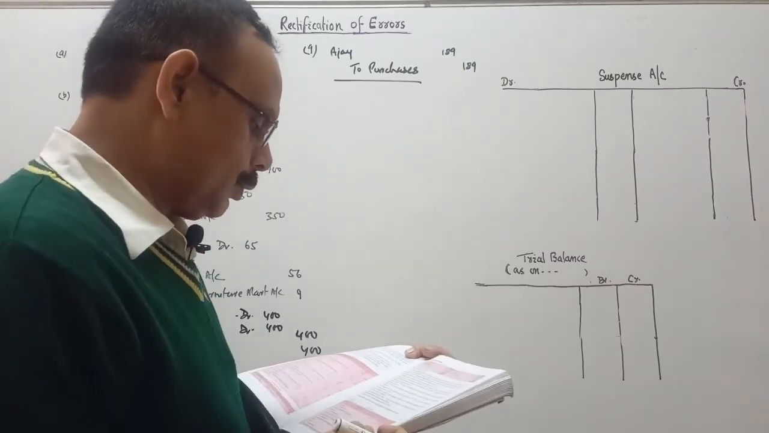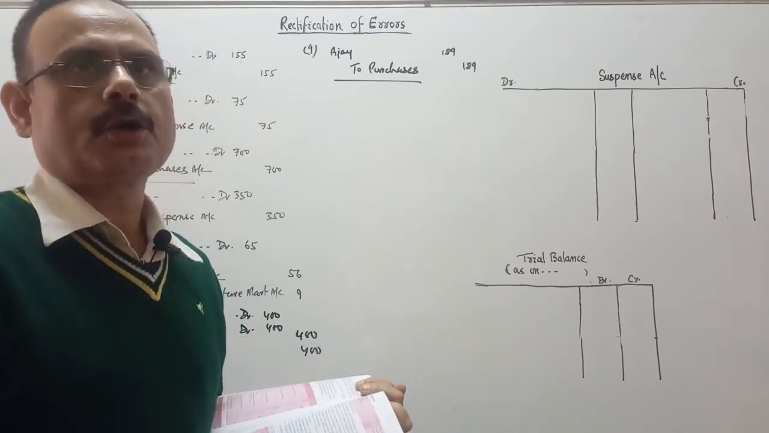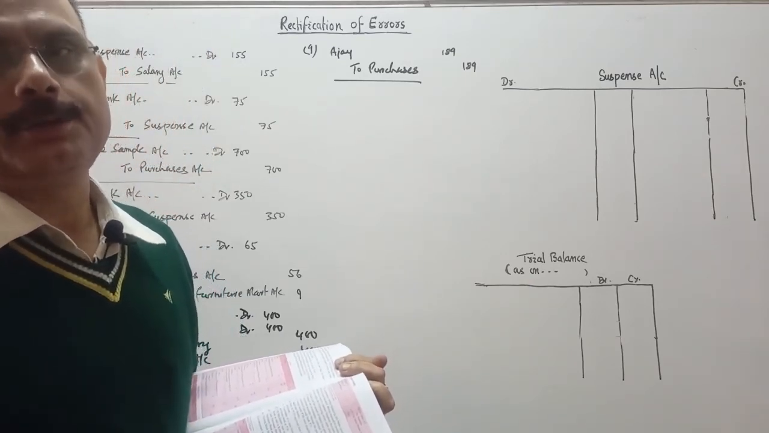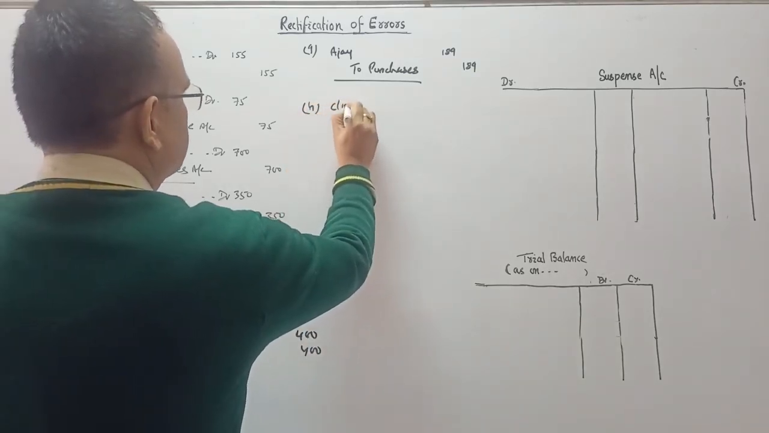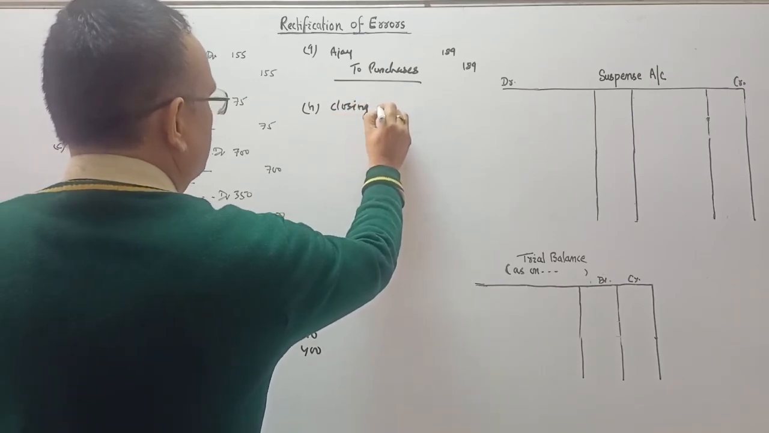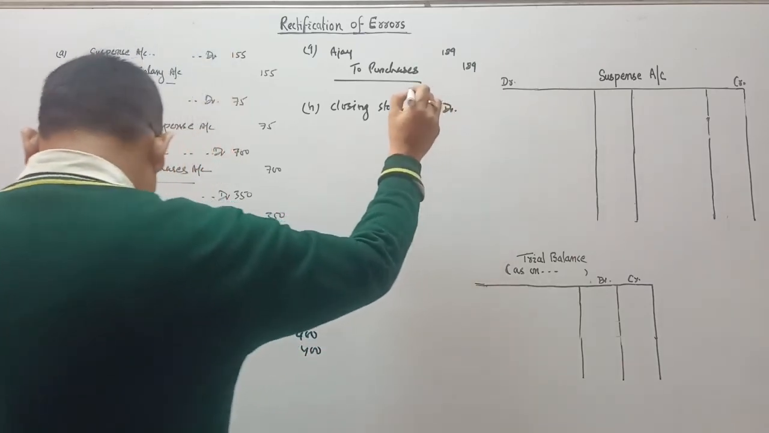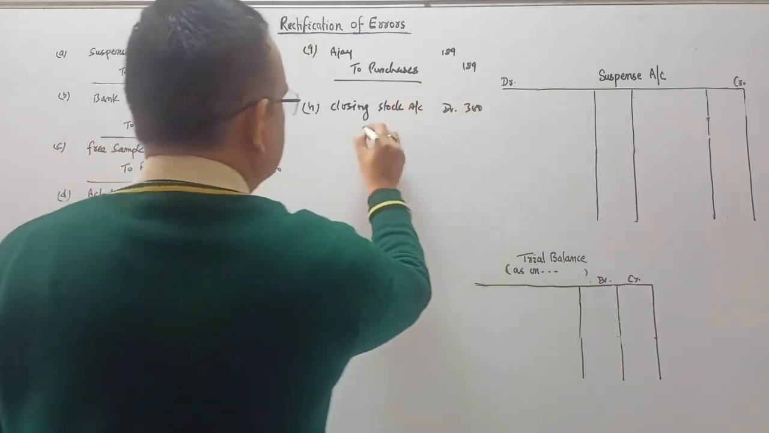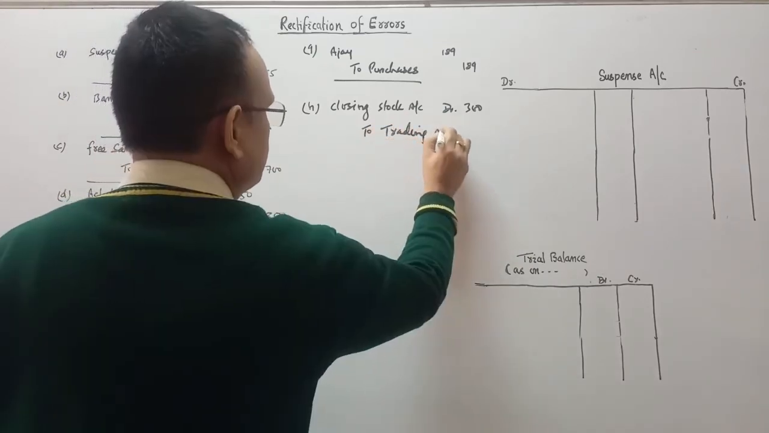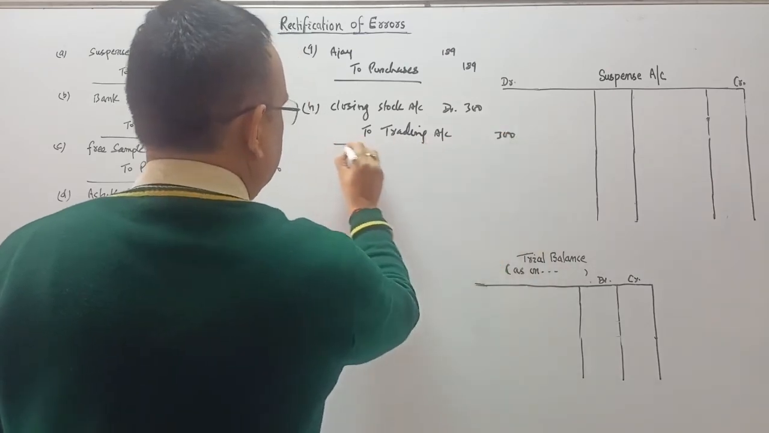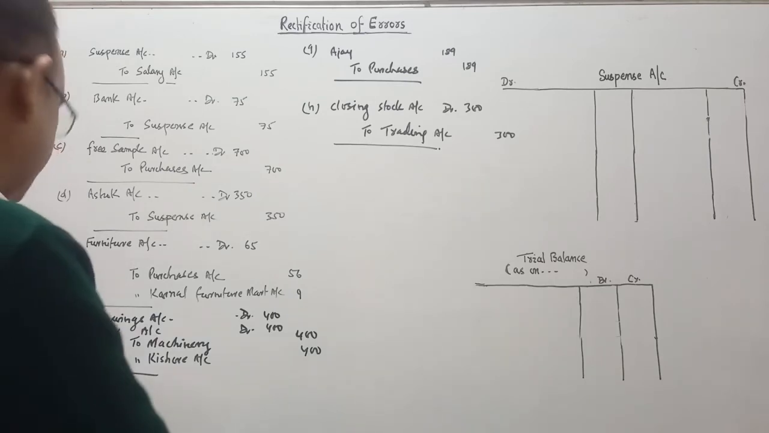The last one is closing stock has been undervalued by 300. Closing stock is an asset which is undervalued, so you have to add it. You debit the closing stock because it is undervalued. So closing stock will be debited by the amount of rupees 300, and this effect will be in the trading account. So directly in the trading account you write 300.